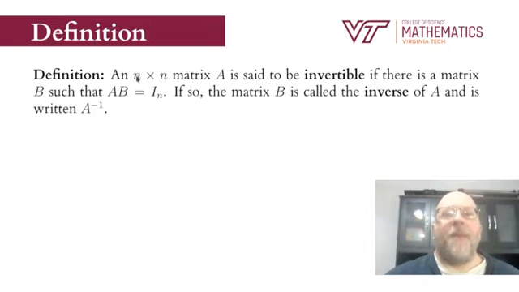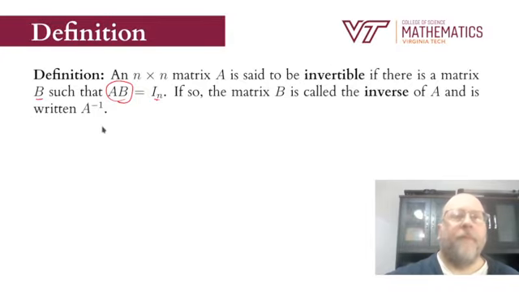We see that a matrix is invertible if we can find another matrix so that when we multiply them together, A times B is an identity matrix. If so, the matrix B is called the inverse of A, and it's written as A to the minus 1 power. So that's the idea, that if I have a matrix and another matrix that when I combine them together, I get the identity matrix, then they are considered to be inverses of each other.